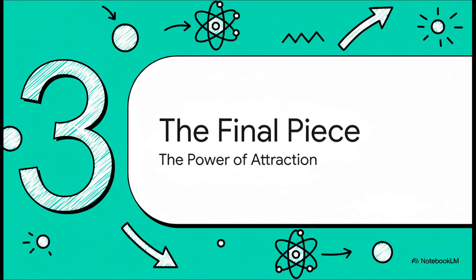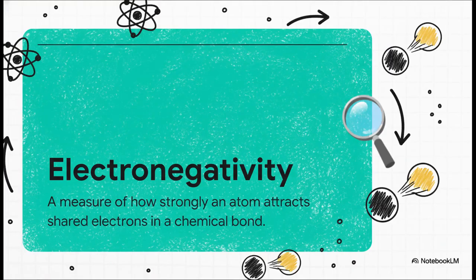Okay, we've got size down, we've got its grip on its own electrons. Now it's time for the final piece of this puzzle. How good is an atom at attracting other electrons when it's trying to make a chemical bond? And this property has a name: electronegativity. Now, the key difference here, and you gotta get this, is we're not talking about stealing an atom's electron anymore. Now we're talking about how strongly it pulls on electrons it's sharing with another atom. Think of it as its pulling power in a chemical tug of war.